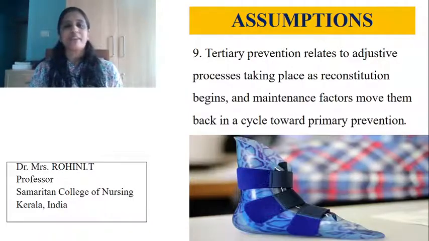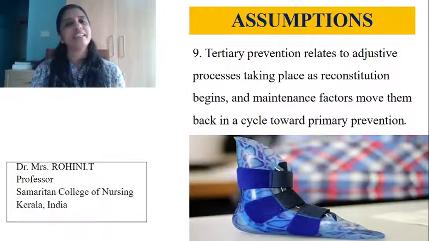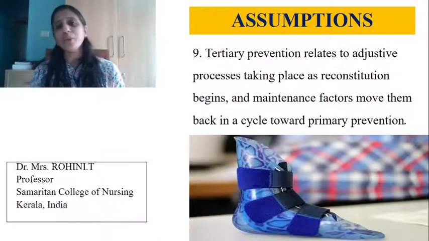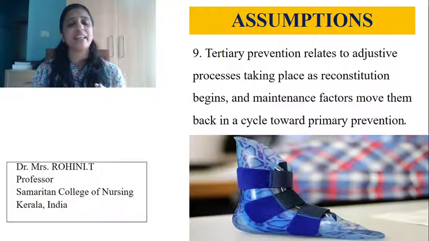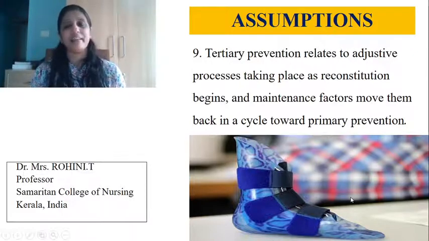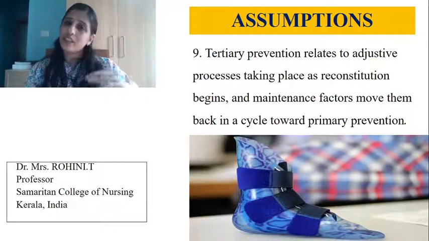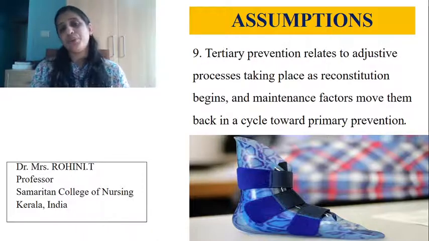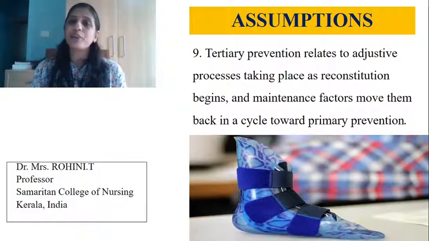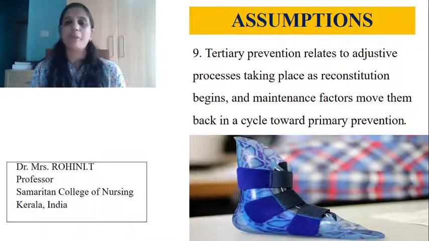Then the next one, the ninth, is tertiary prevention. In a very simple keyword, I can tell you, tertiary prevention is related to rehabilitation. It is the adjustive process taking place as reconstitution begins. That is trying to come back to a normal level. Though not to the optimum, you can't become an ideal person, but at least you can come back to the most optimum level. That's all.